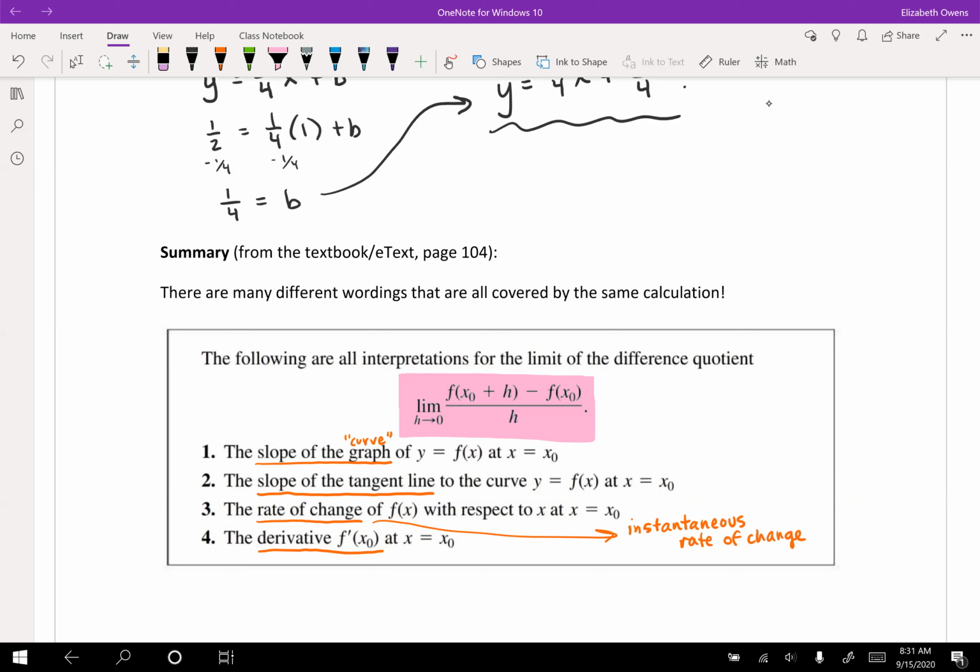Or we'll learn some other tricks a little later on in this chapter for calculating the derivative. There are some faster ways to do this. And then you can use those calculations to help you find any one of these previous 3 statements. So all 4 of these things really are tied together. So just keep that in mind as we're moving through the rest of the class.